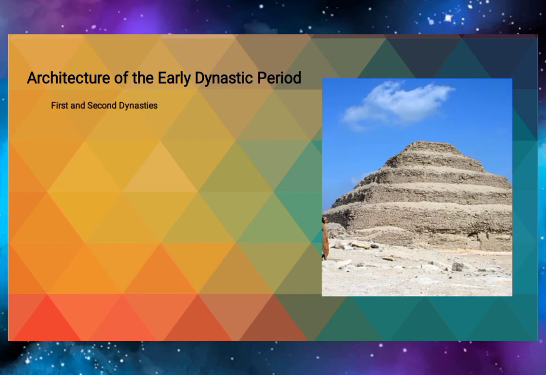We have the first and second dynasties. So, Egyptian houses were made of mud collected from the Nile River. The mud was placed in molds and left to dry in the hot sun to harden.